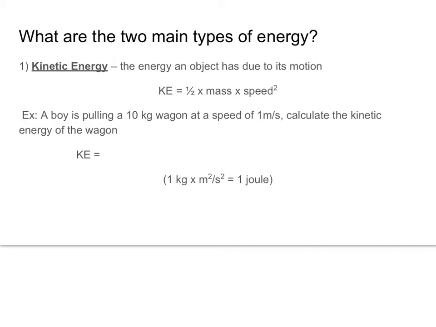What are the two main types of energy? Well, there are two main types. They're kinetic and potential. Let's talk about kinetic energy first. Kinetic energy is the energy an object has due to its motion.